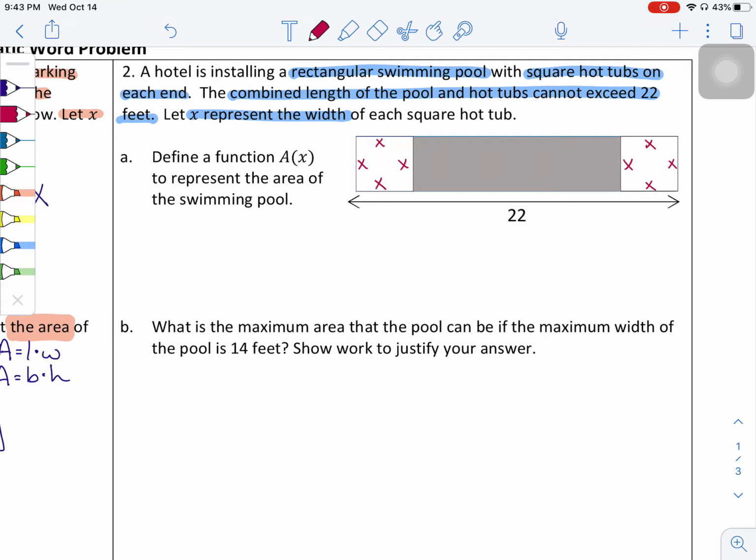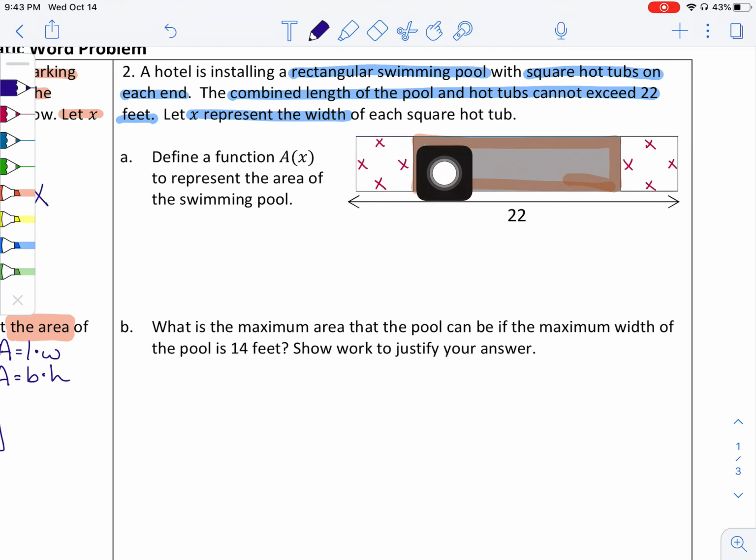And it says, define a function to represent the area of the swimming pool. So this is our swimming pool right in here. And if I want to find the area of this swimming pool, I'm going to need to know its length and its width. Okay? So we want to look at what we're given and figure out if we can work with it. So clearly this width here is x. All right, that's kind of nice to know.